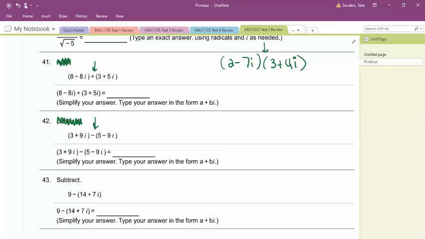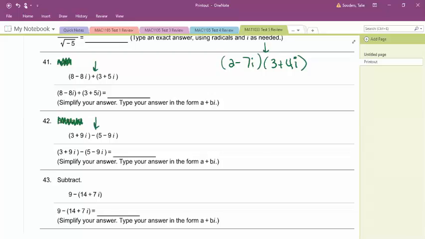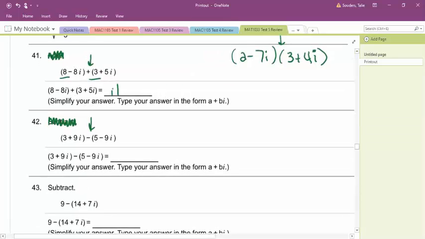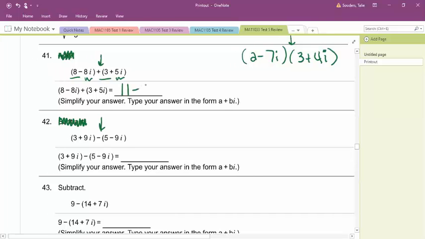Okay, so in 41, we're just adding, which means we're combining like terms, right? So what is 8 plus 3? So we're going to combine our constants together and then combine the imaginary parts with i together. So 8 plus 3 gives us 11. And then negative 8i plus 5i. Negative 3i. Very good.